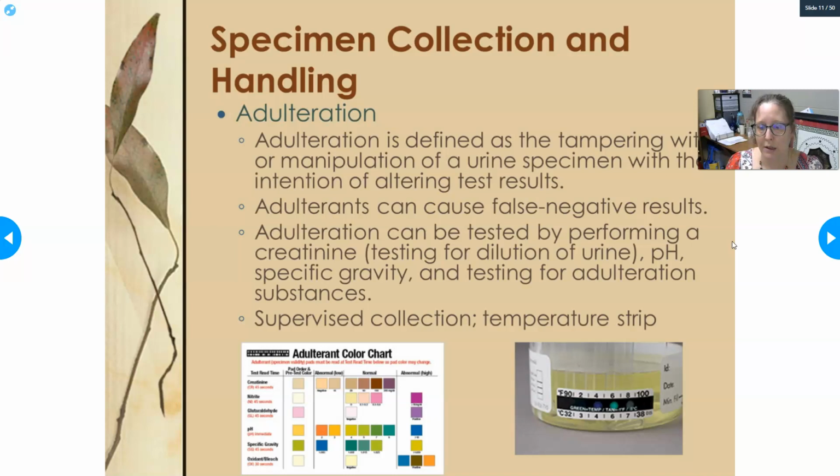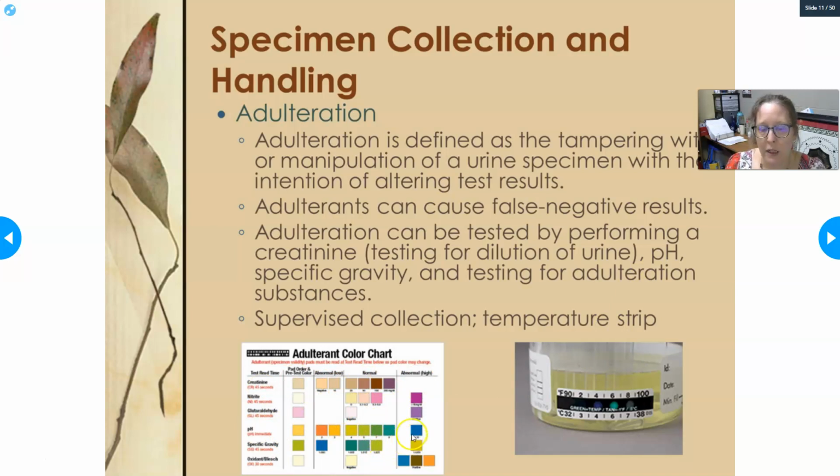Sometimes a person might try to put a little bit of urine in there and then get a little bit of potty water or something to dilute it and hope that it reads negative. You can test pH, specific gravity, and then it's possible to test for different adulteration substances that are sold over the internet. So here is what a typical test strip you can use to check for adulteration looks like.